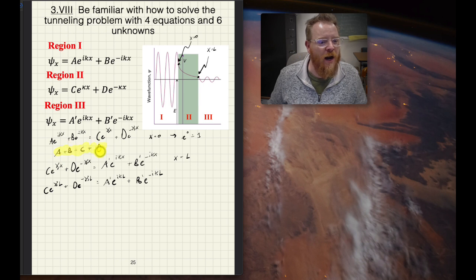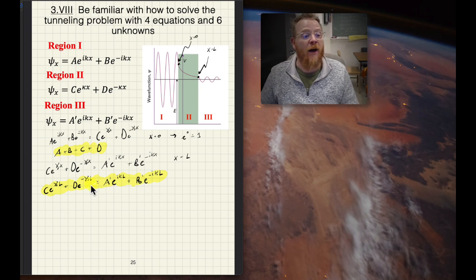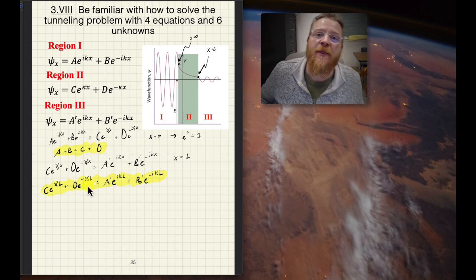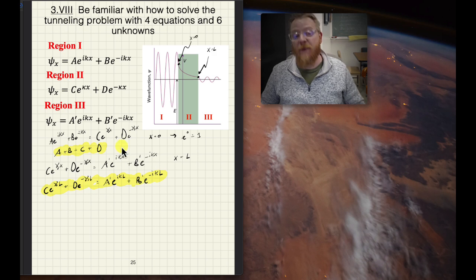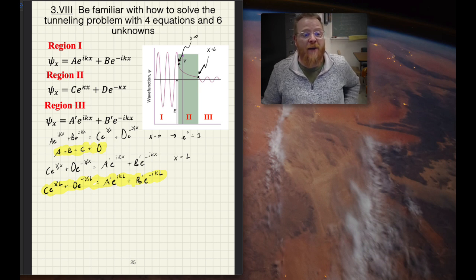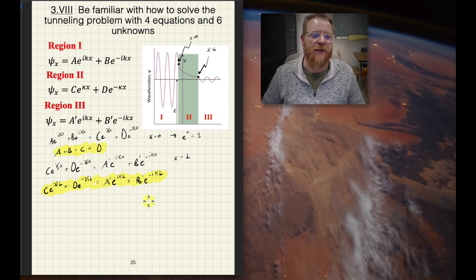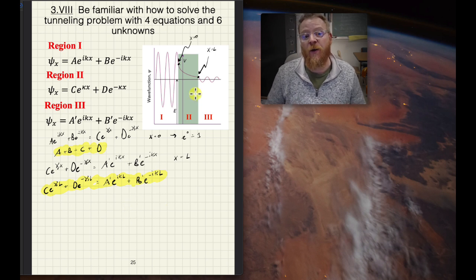So this was our first equation. This was our second equation. And now we can generate 2 more equations under the second principle that the slopes must be continuous at the boundary of our wave function. So what that means now is we have to take the derivatives of each of these wave functions and set them equal to each other and apply the appropriate condition.